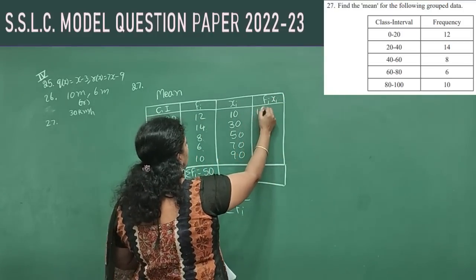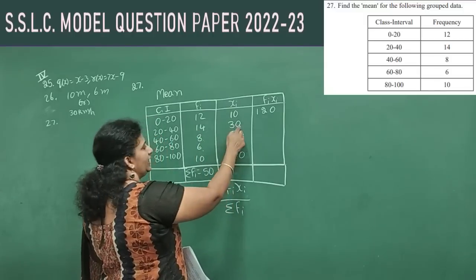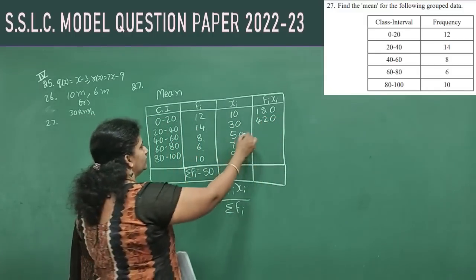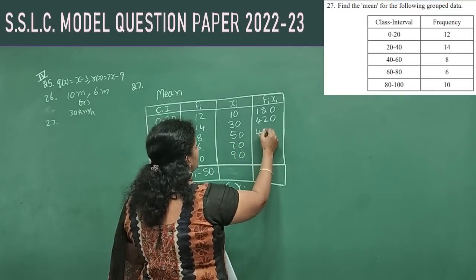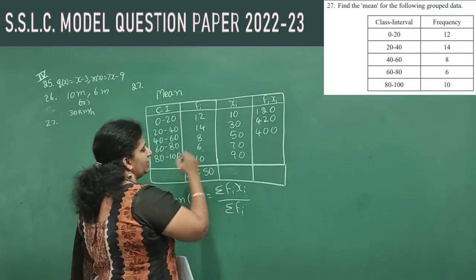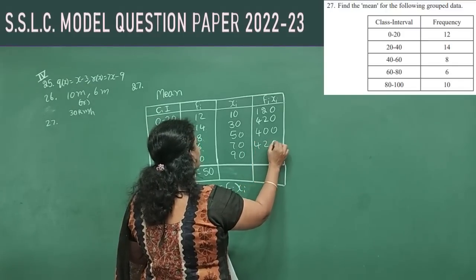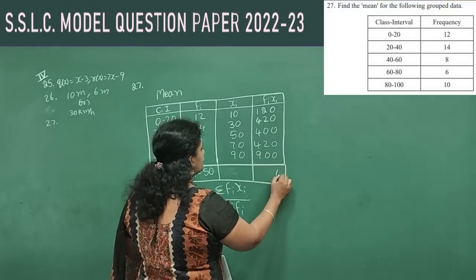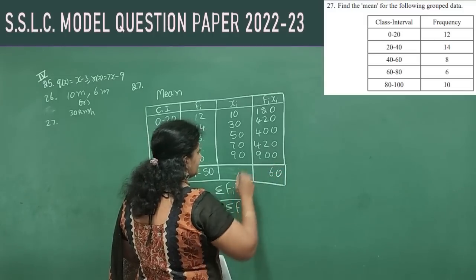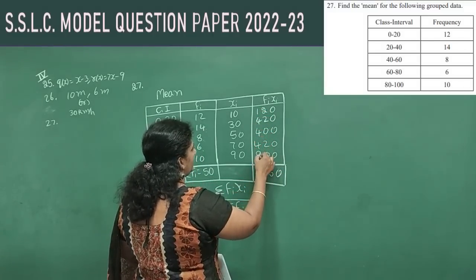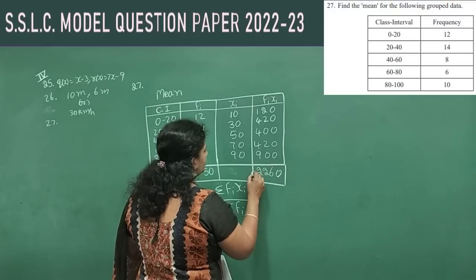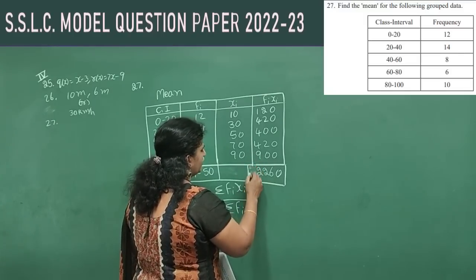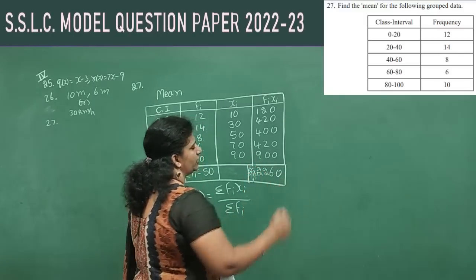12 tens are 120. 14 into 30, 420. Right? 8 into 50, 400. 70 into 6, 420. 10 into 90, 900. Add all this. 0. And this is 6. 5, 9, 13. And this will be 22. This is nothing but, just a little, you can write summation fi xi is equal to, you write here.